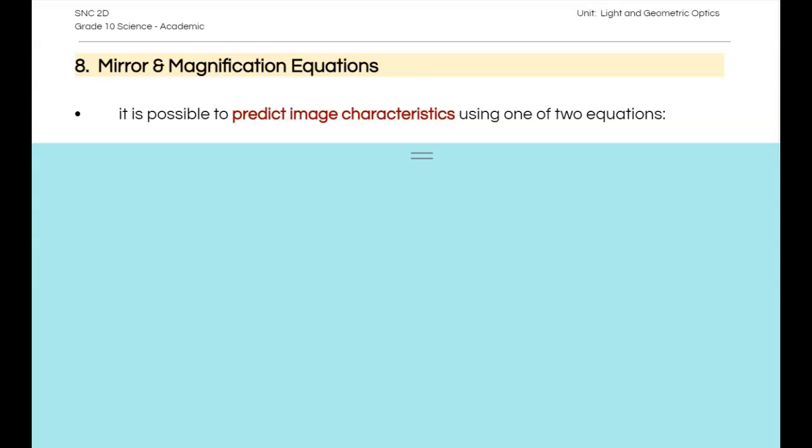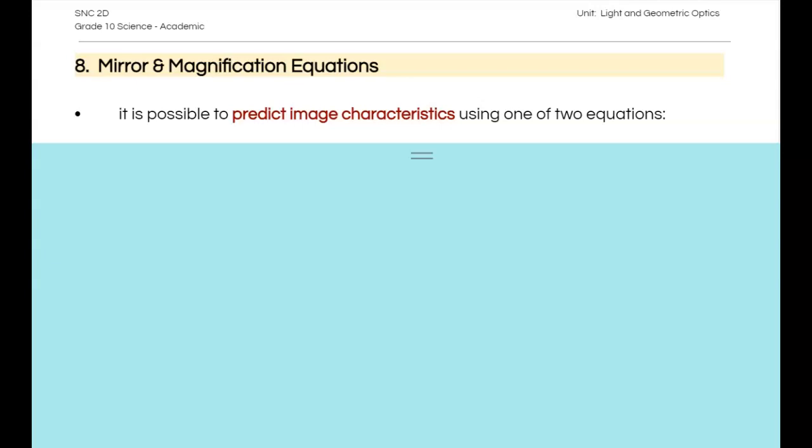So we're going to introduce you to two important equations, and they can be used for either mirrors or lenses. What they allow us to do is to take qualitative information about the location of images formed in mirrors, or objects in mirrors, and make predictions about images, and so on and so forth.